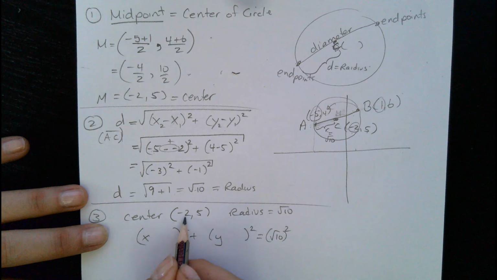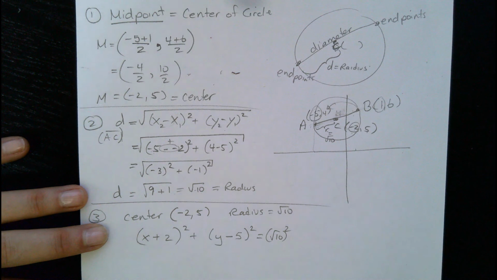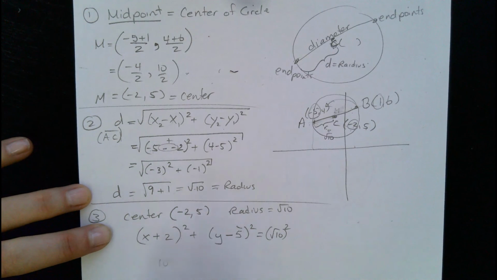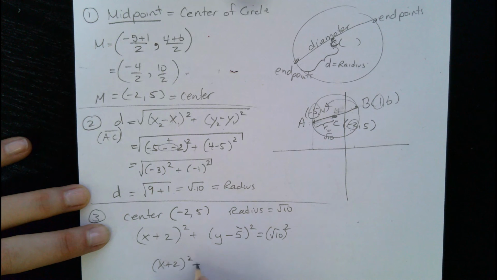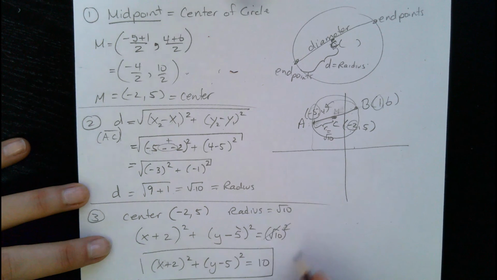So I square this. Put my 2 here and my 5 here, but the signs have to be opposite. So if it's minus here, it's plus. If it's plus, it's minus. And then I have x plus 2 squared plus y minus 5 squared. And those sort of cancel each other out, and I'm left with 10.